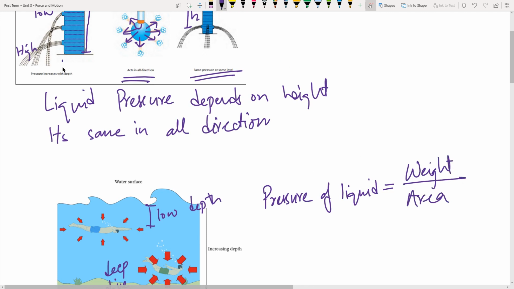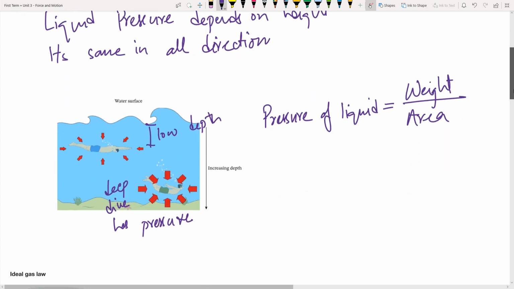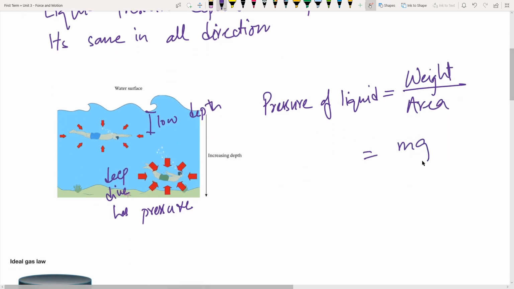Now in this case the area can be the area of this cylinder, or it could be the area of these pores, the cumulative one, the sum of all these small pores, how much area is allowed for the pressure to come out. And the area of the base will have the base pressure, what we call hydrostatic pressure. In this case the weight is going to be mg, mass times gravity, and the area is A. So the pressure in the liquid can also be calculated from the same formula.